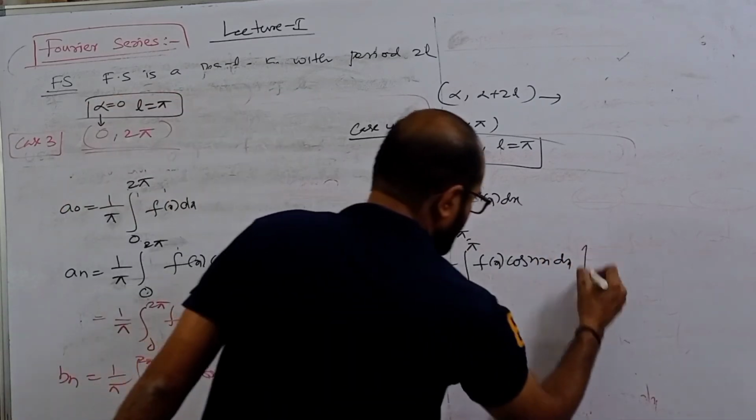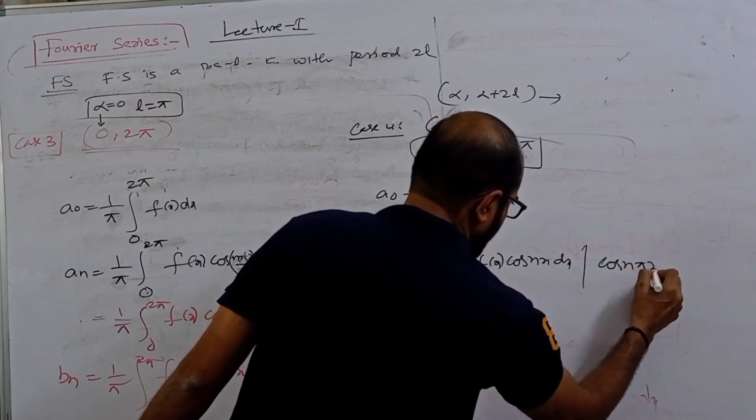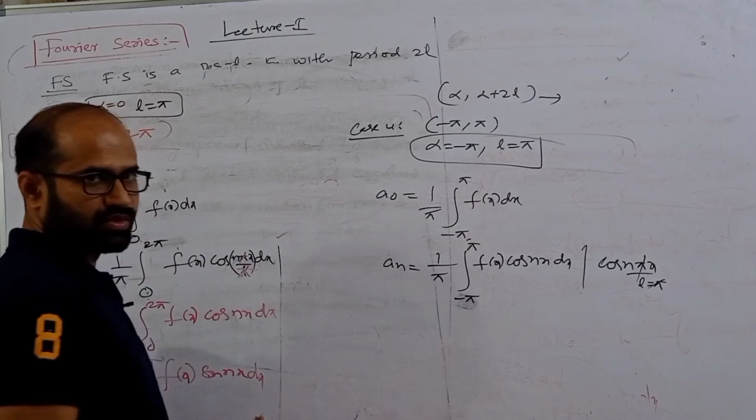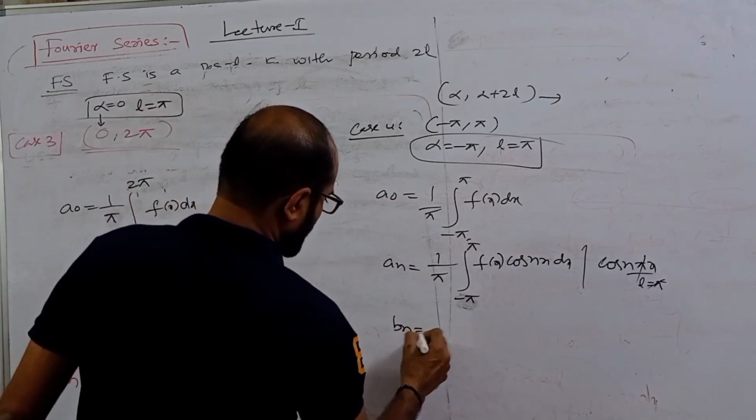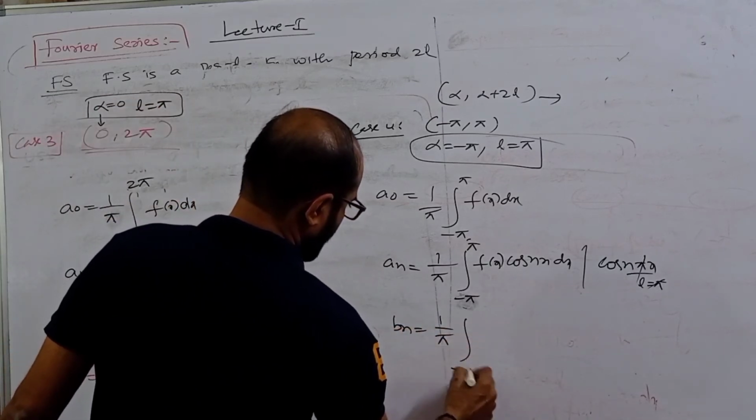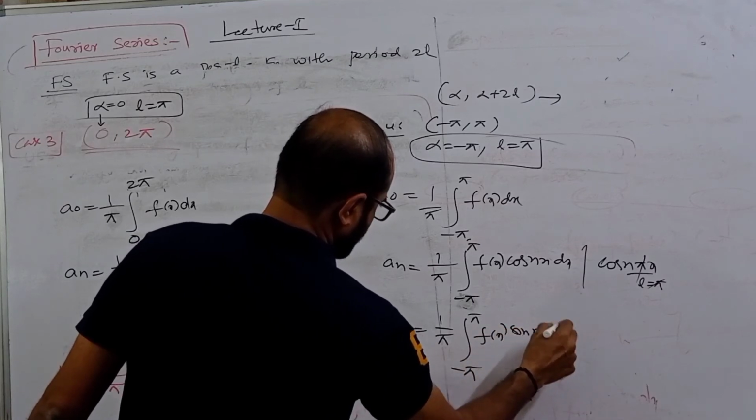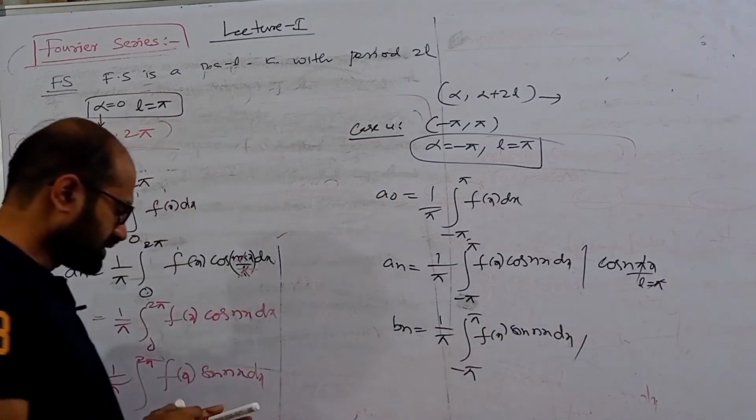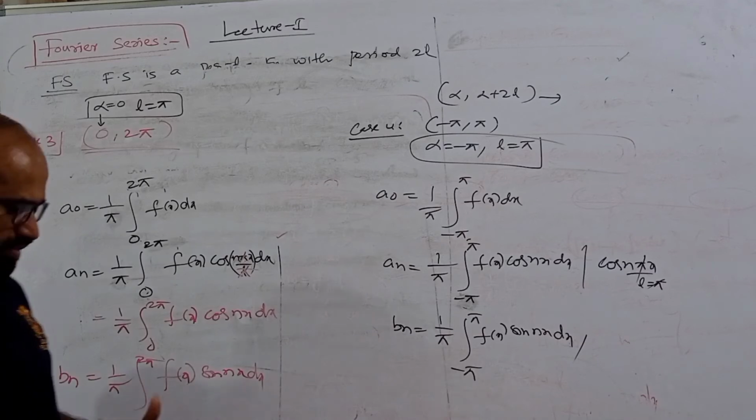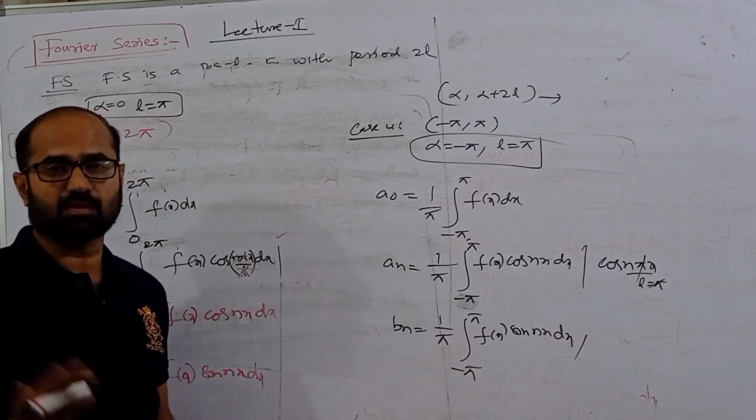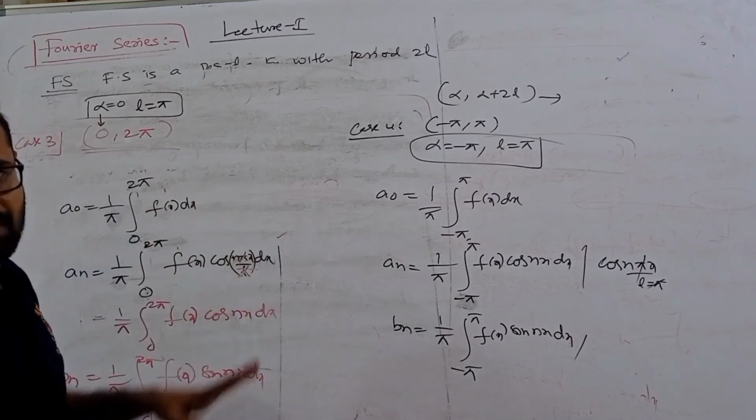Right? What is this? Cos n pi x by L. L value is pi here. Pi cancels, you will get cos nx only. bn equal to 1 by pi into the integral from minus pi to pi of f of x into sin nx dx. So in this way we can understand all the Fourier series formulas in 4 intervals.